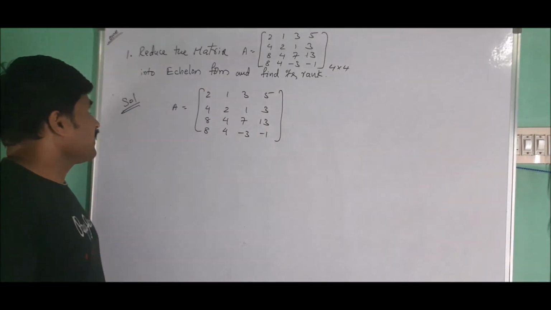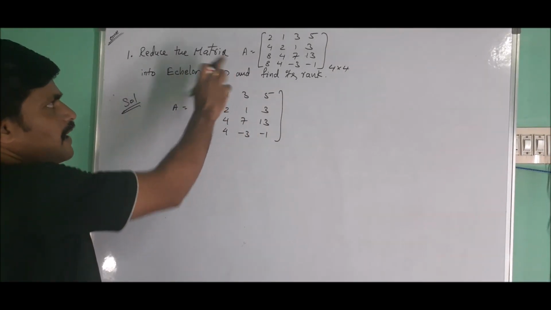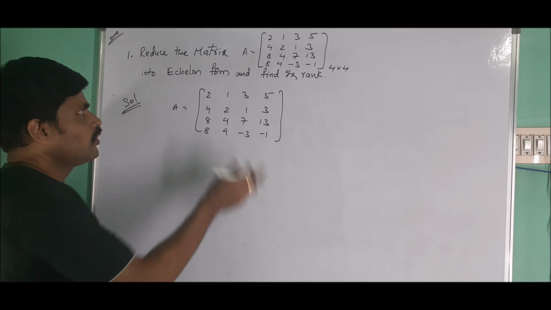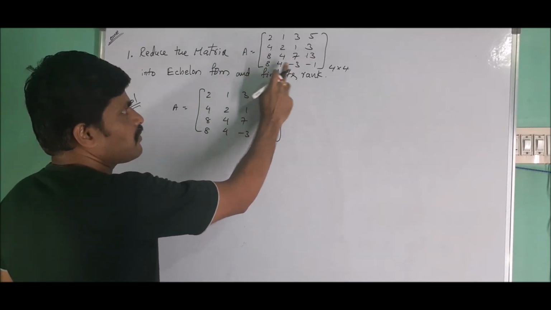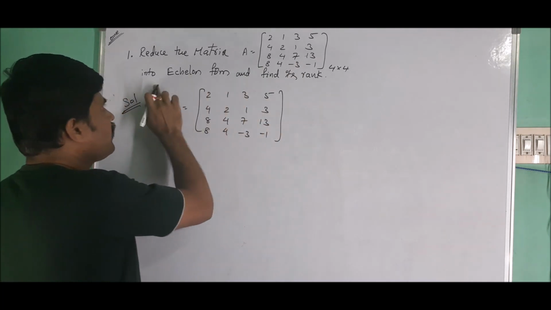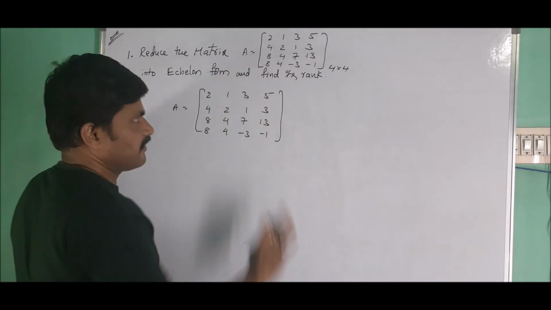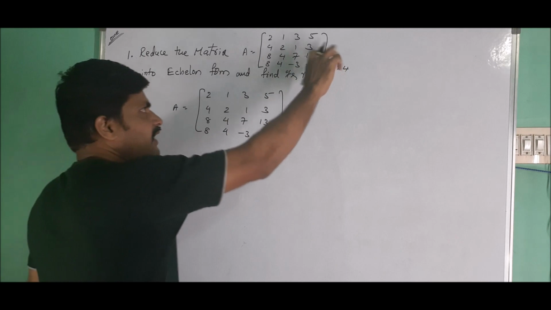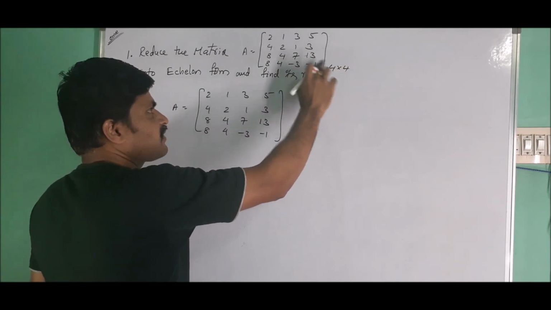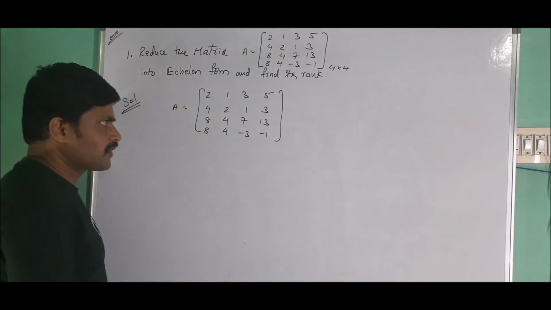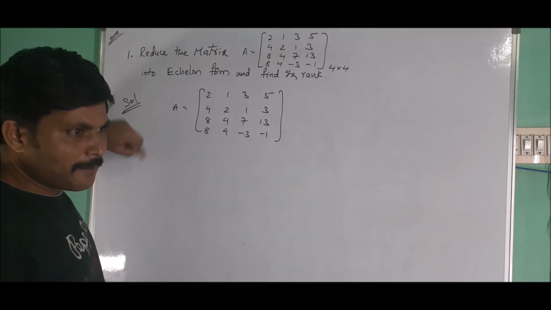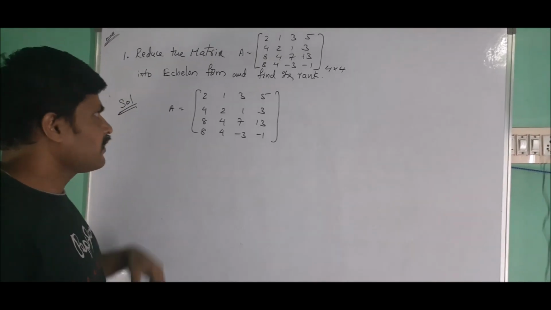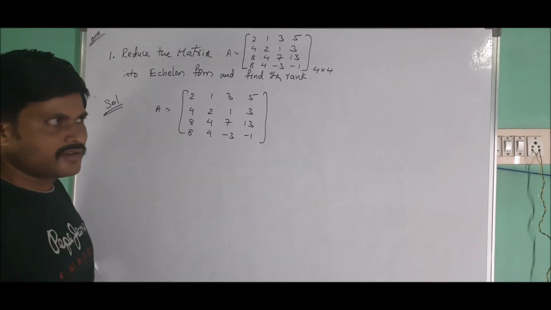Now, the given problem is: reduce the matrix A equals 2 1 3 5, 4 2 1 3, 8 4 7 13, 8 4 minus 3 minus 1, into echelon form and find its rank. So, in the given matrix, the order of this matrix is 4 by 4. So, it will be reduced into echelon form. Now, we can apply row transformations to this matrix.